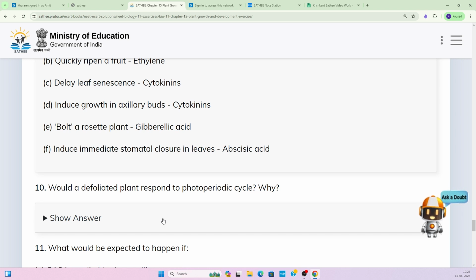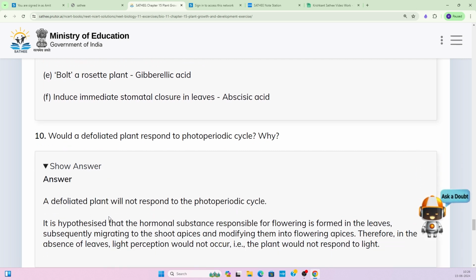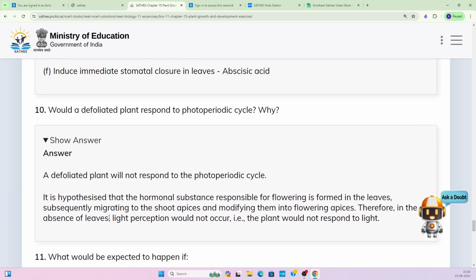Inducing immediate stomatal closure in the leaves is done by abscisic acid. Would a defoliated plant respond to the photoperiodic cycle? A defoliated plant will not respond to the photoperiodic cycle. Why? It is hypothesized that the hormonal substance responsible for flowering is formed in the leaves and subsequently migrates to the shoot apices and modifies them into flowering apices. Therefore, in the absence of leaves, light perception would not occur and the plant would not respond to the light.